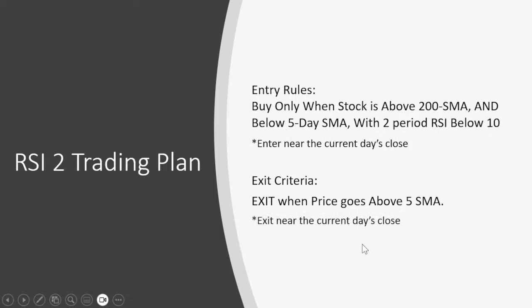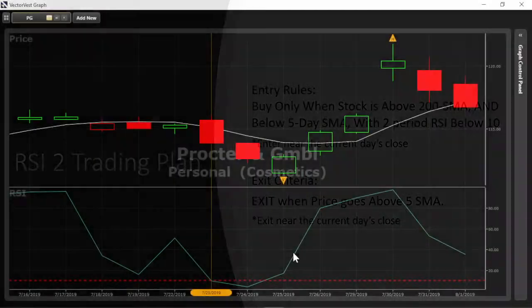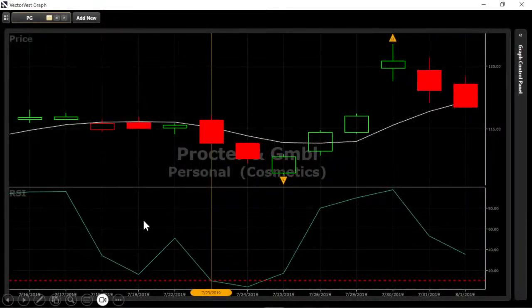We exit when price goes above it. Not during the session. Not if price opens below the 5-day moving average and then by 11 o'clock in the morning it climbs above it. We wait for the close. We exit near the close of the day if we see that the price of the stock is going to close above its 5-day simple moving average. Okay? All right, let's take a look at some chart examples.